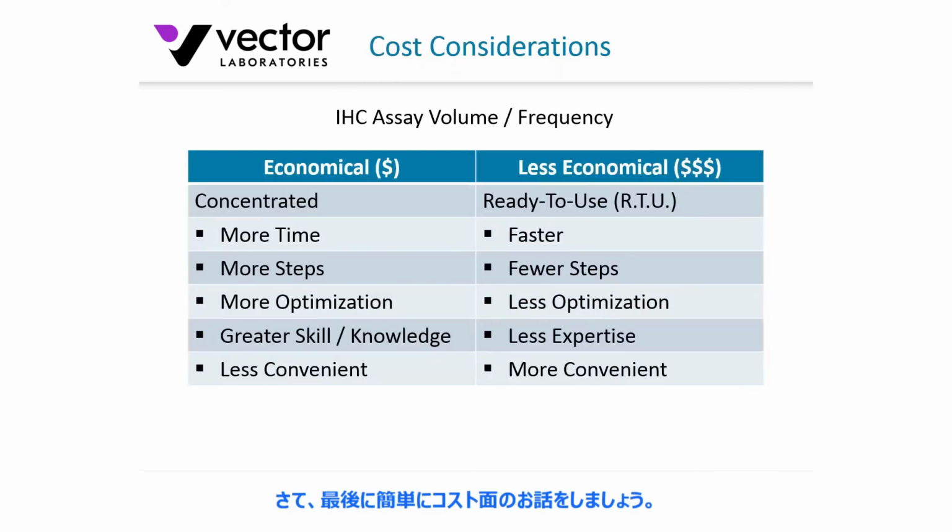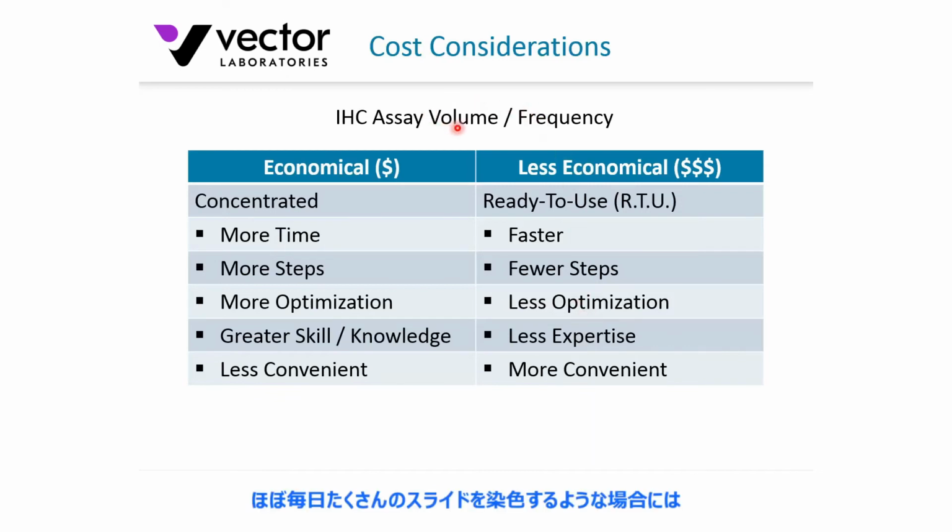Okay, let's finish up very quickly here with some cost considerations. Have a look at the, I will say, the assay volume and frequency. Are you going to do like 5 slides once a week? If that's the case, then go with the ready-to-use reagents. That's a lot more convenient. You don't need to be an expert in immunohistochemistry to get that up and running.